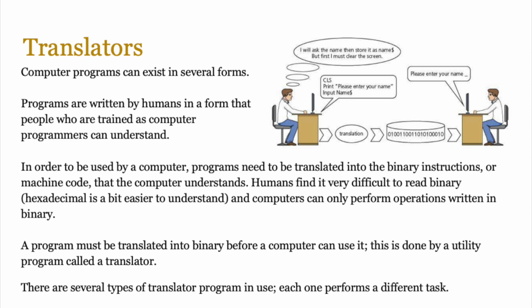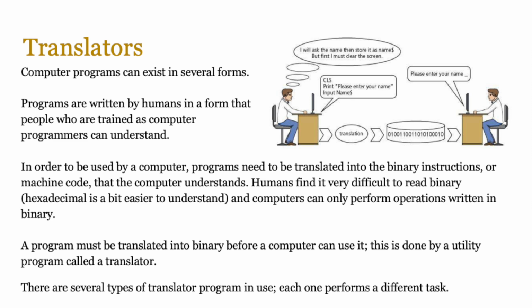And these are normally written by humans in a form that people who are trained as computer programmers can understand. In order for this program to be useful to other people, it needs to be translated into binary instructions so the computer can run this particular code. Humans find it very difficult to read binary. Hexadecimal might be a bit easier, but computers can only perform operations which are written in binary, so even hexadecimal needs to be converted to binary.